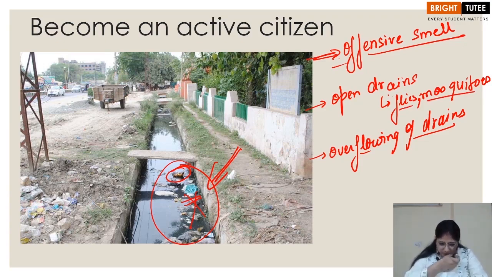Now, what you can do is, if you see such drains, you can write to your local bodies. If you're living in a village, you can write to the panchayats. If you're living in cities, you can write to the municipal corporation, so that they can cover up these drains and some of the problems can be resolved. Apart from that, there are certain things which you can do to reduce the pressure on the sewage system.